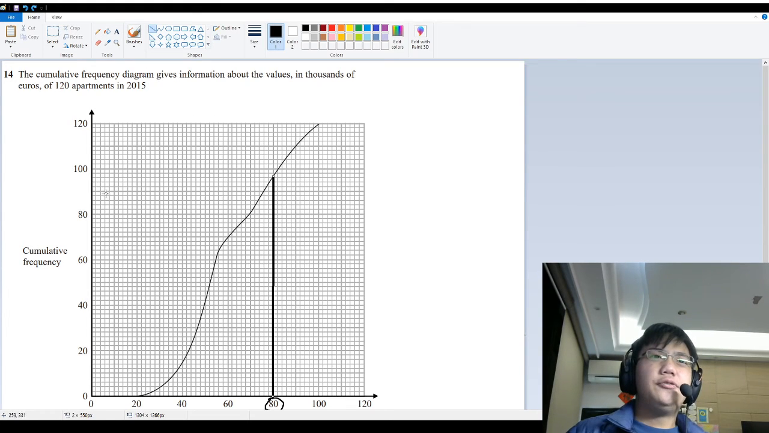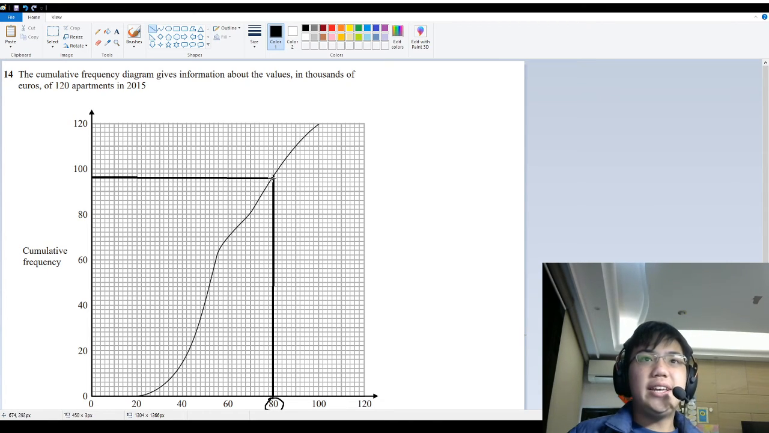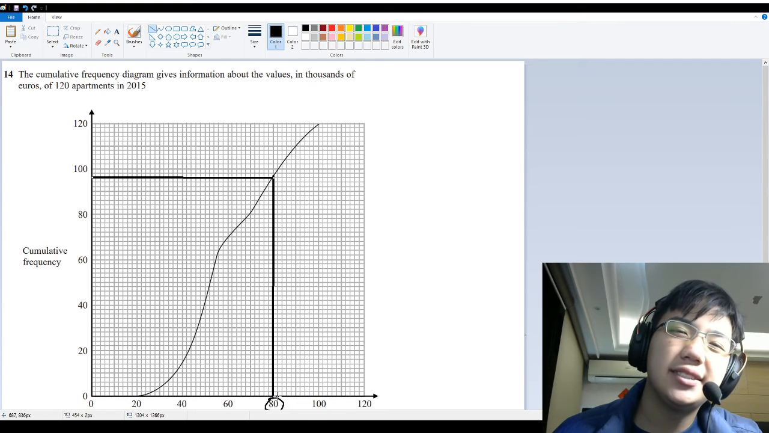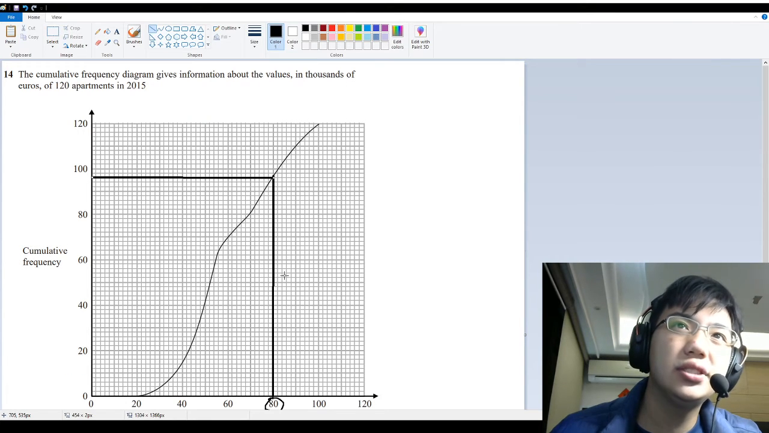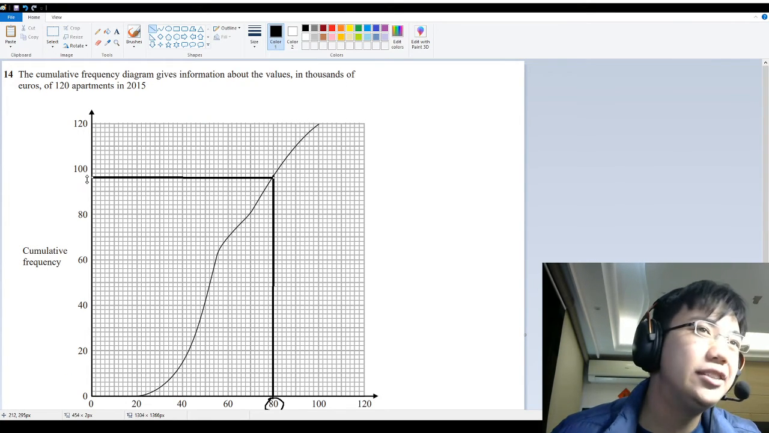And we need to find the cumulative frequency for 80 euros. So a cumulative frequency for 80 euros would be to draw a line from the desired point at the value for 80,000 euros, and drawing it all the way to the y-axis.